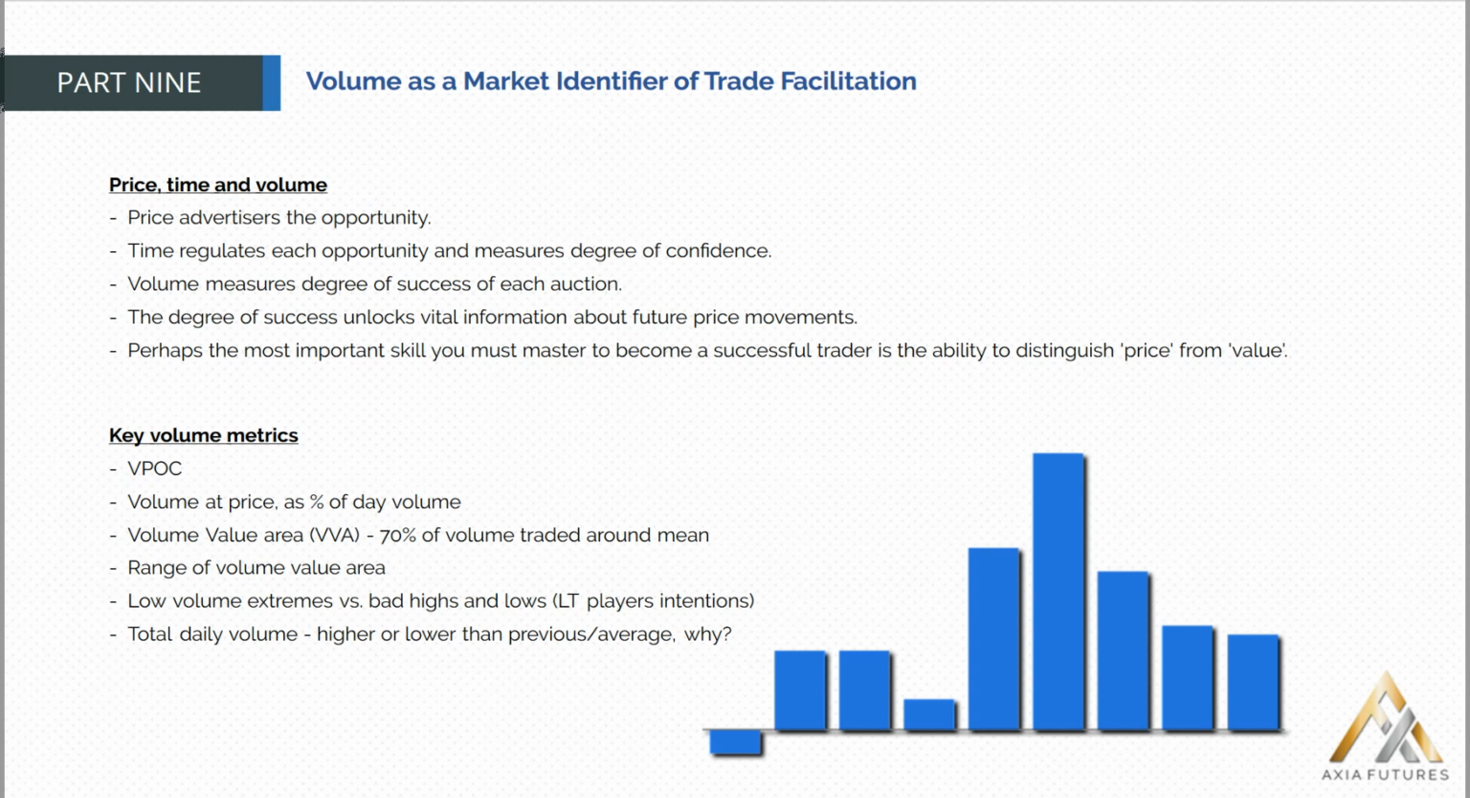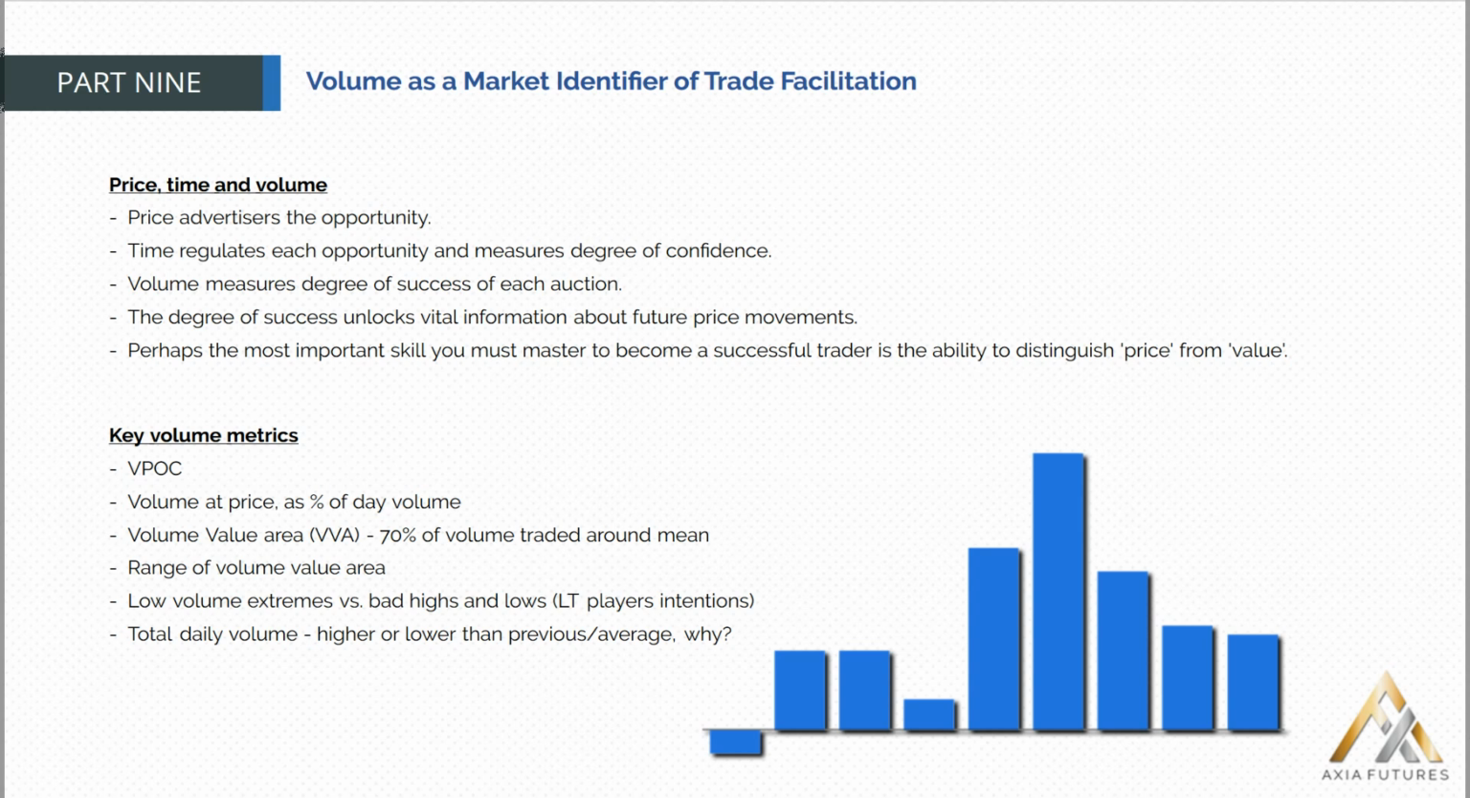Then, low volume extremes versus bad highs and lows. So again, we've spoken about these bad highs, bad lows. Remember, we shouldn't be transacting high volume at lows and highs, but rather we should be seeing quite a quick auction from these bad highs and lows.